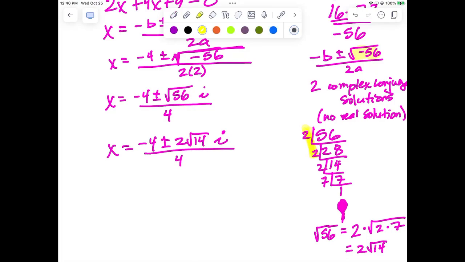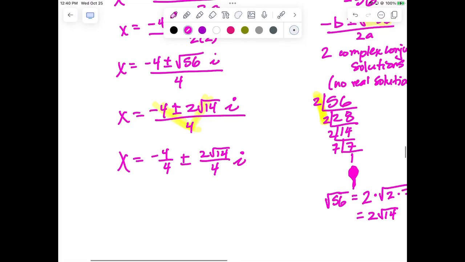All right, now to put it into a plus bi format, we have to split it up. Each term in the top gets the entire denominator. So we get negative 4 over 4 plus or minus 2 square root of 14 over 4, and I'll kick the i off to the side as a coefficient, as if it were an x. And now I simplify each term. Negative 4 over 4, that's a negative 1. The 2 over 4 simplifies to a half, so I get the square root of 14 over 2 times i.